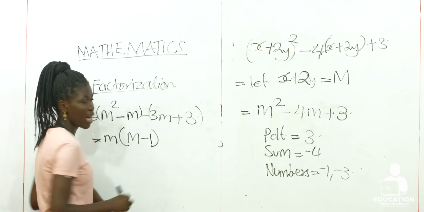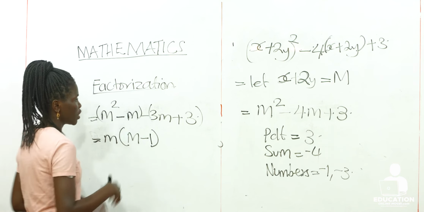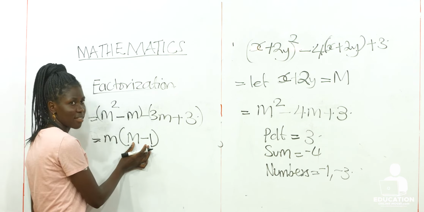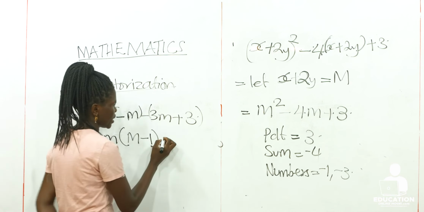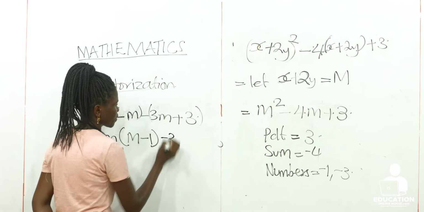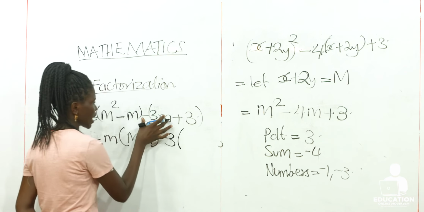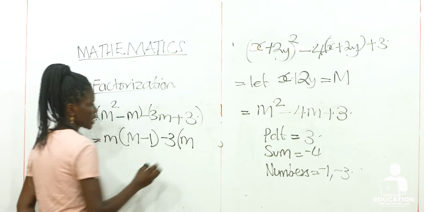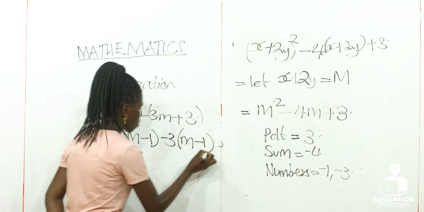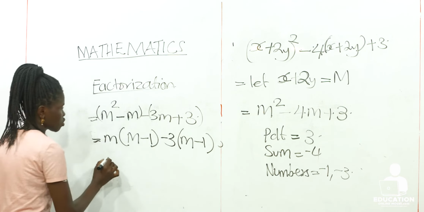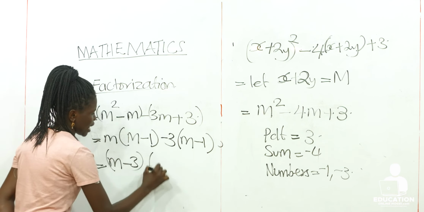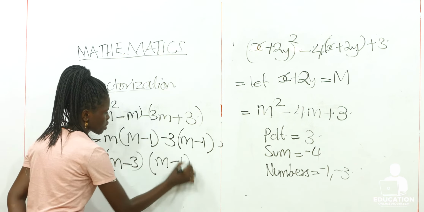In this second case, we have 3 being common to both, so we are going to factor out 3. But before we factor out 3, we need to consider the sign so that we can get the same bracket. So here we shall have negative 3. Negative 3m divided by negative 3 will give us m, and 3 divided by negative 3 will give us negative 1. The two brackets are the same, so we now have m minus 3 as the first factor, and the second factor will be m minus 1.